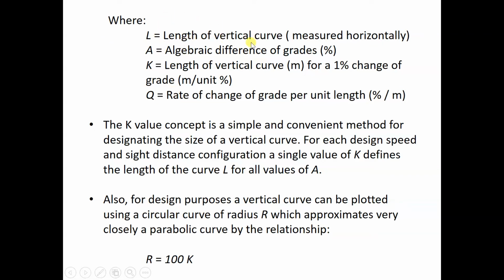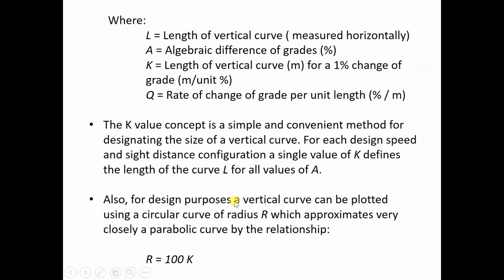So the same thing: L is the length of the vertical curve, A is the algebraic difference of grades, K is the length of vertical curve for a 1% change, Q is the rate of change of grade per length. The K value concept is a simple and convenient method for designating the size of a vertical curve. For each design speed and sight distance configuration, a different value of K defines the length of the curve for all values of A. Later on we'll see more on the K value. We have a K value for the crest curve, and we have a K value for the sag curve as well.